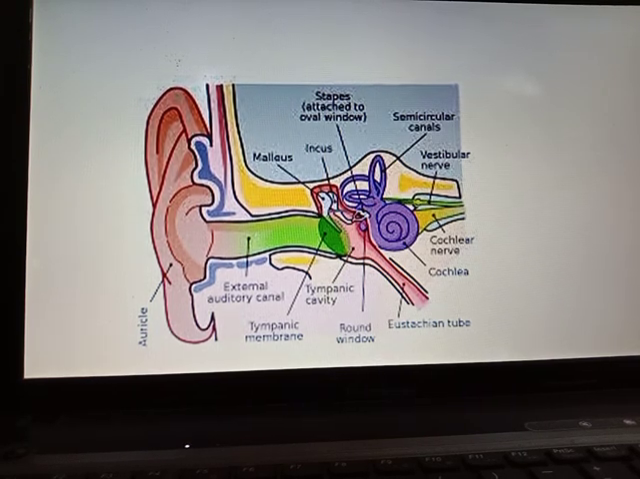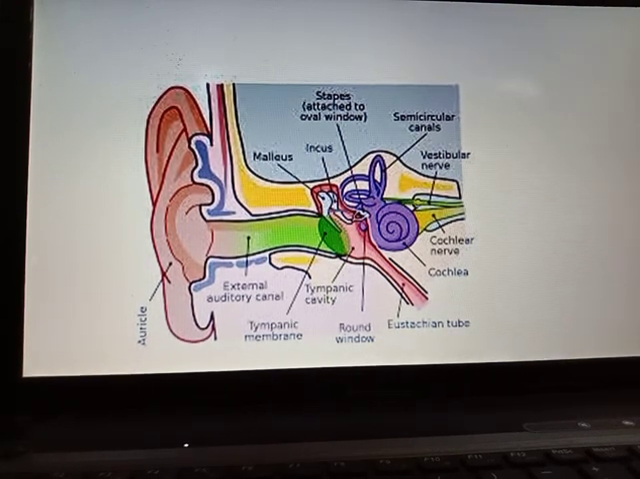The anterior wall, floor and the lower part of the posterior wall of this bony part are formed by the tympanic plate, and the roof and the upper part of the posterior wall are formed by the squamous part of the temporal bone. When you go through the temporal bone, you already read it. So the roof and the upper part are formed by the temporal bone, and the anterior wall, floor and lower part of the posterior wall are formed by the tympanic plate.